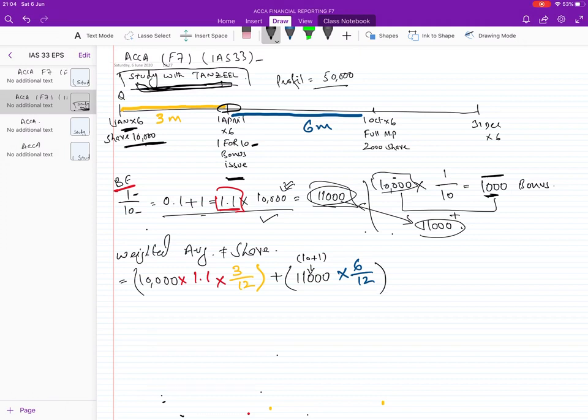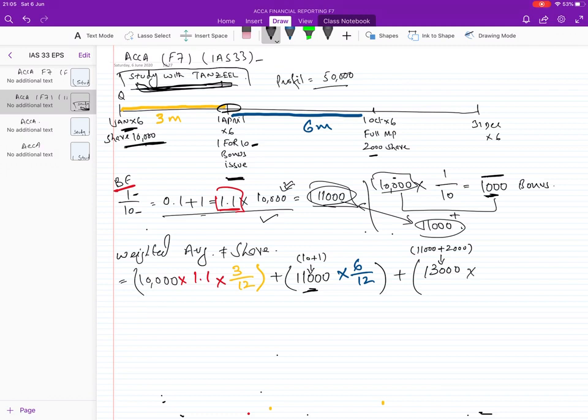Okay, plus now the company is issuing at full market price. So at full market price we take effect from the day the share was issued. If we were having 11,000 shares before, now we are issuing 2,000 more. It means the company will have 13,000 shares now.